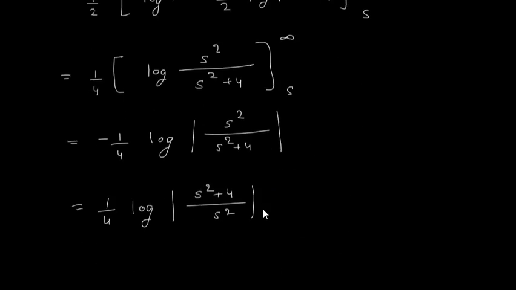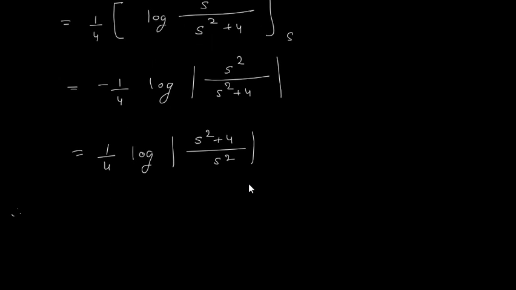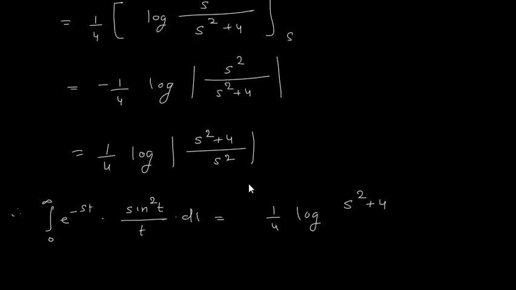Therefore, integral 0 to infinity e raised to minus st into sin square t upon t dt will be equal to 1 upon 4 log of (s square plus 4) upon s square. The limit we have already applied, so this bracket is actually not needed.